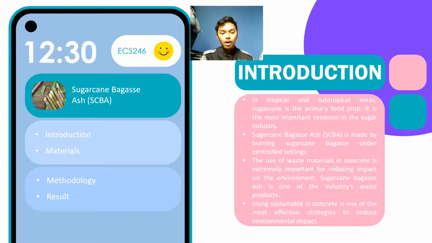The use of waste material in concrete is extremely important for reducing impact on the environment. Sugarcane bagasse ash is one of the industry waste products. Using sustainable material in concrete is one of the most effective strategies to reduce the environment impact.